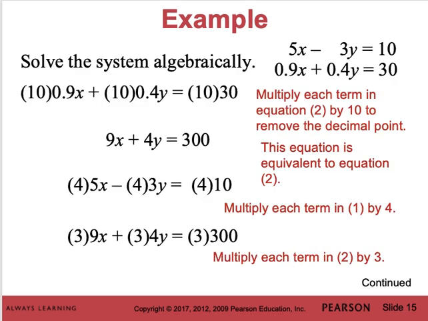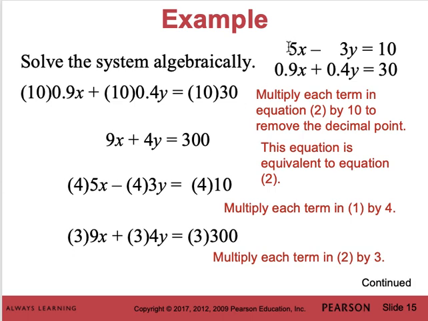So let's solve the system algebraically. In this case, we can multiply each term by 10 to make all of our numbers whole numbers. Then let's choose to multiply by 4.